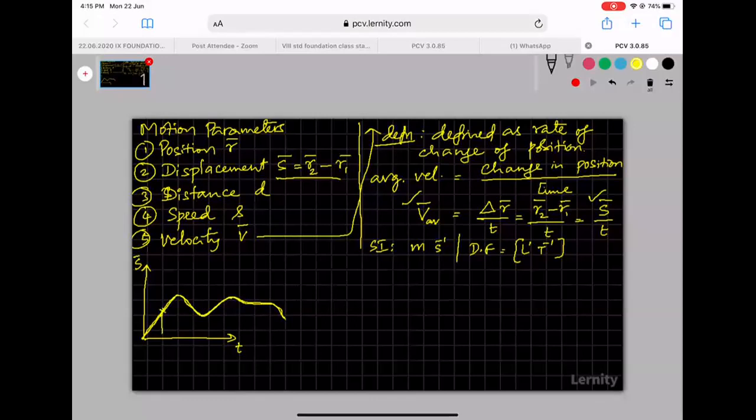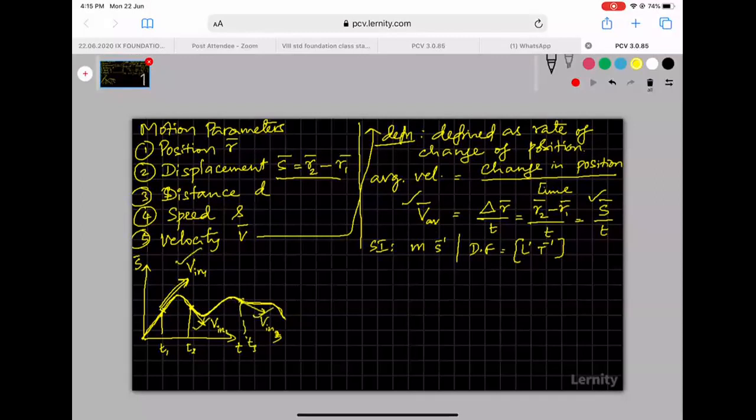At this time instant, if you draw a tangent and measure its slope, what it gives you is instantaneous velocity. At this time instant, if you draw a tangent and calculate the slope, that will give you instantaneous velocity at that instant. I'll call it V2, this is V1. At this point, if you draw a tangent and find the slope, you will get instantaneous velocity at that time instant, whatever the time instant T3 is. V3. Okay, so velocity can be positive, can be negative, and all that.